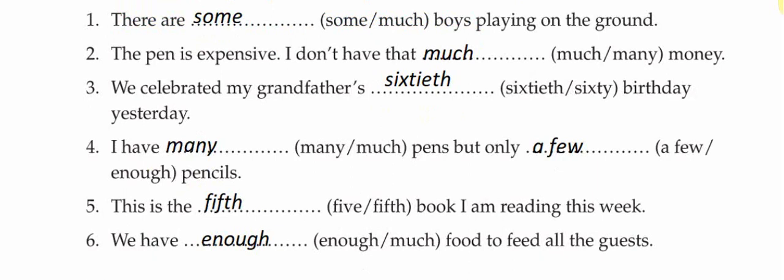There are blank boys playing on the ground. There are some boys playing on the ground. Now which adjective will be there? Why will it come, where? That everything we have studied. So we are just revising the textbook exercise here. The pen is expensive. I don't have that much money. We celebrated my grandfather's 60th birthday yesterday. I have many pens but only a few pencils. This is the 5th book I am reading this week. We have enough food to feed all the guests.